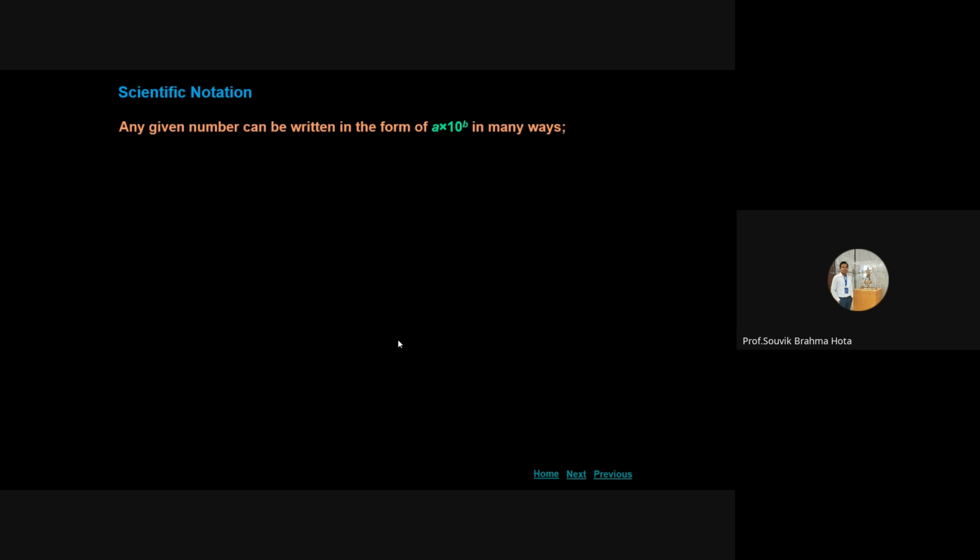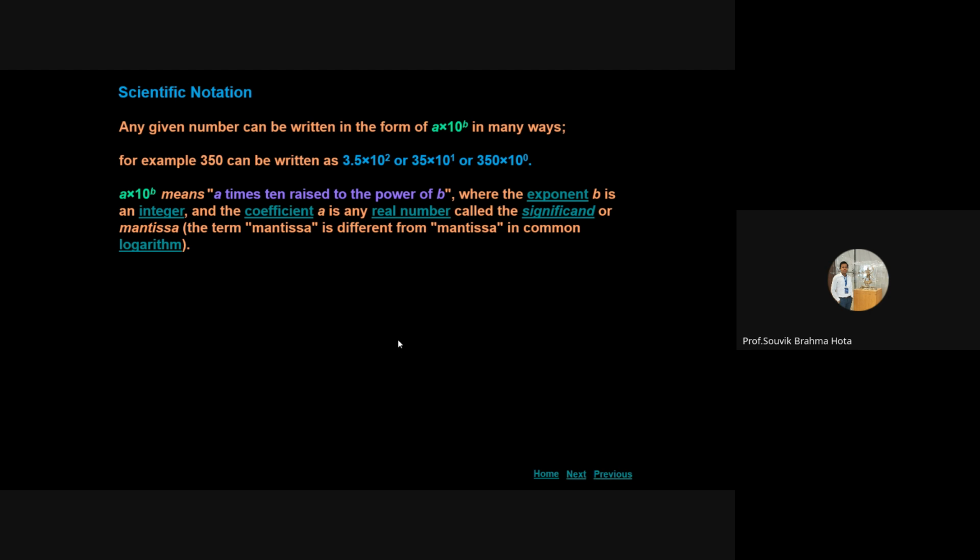Now scientific notation. Any given number can be written in the form a into 10 to the power b. Suppose 350 is there. It can be written as 3.5 into 10 to the power 2, or 35 into 10 to the power 1, or 350 into 10 to the power 0. 10 to the power 0 means 1 only. So a into 10 to the power b means a times 10 raised to the power b, where the exponent b is an integer, and the coefficient a is a real number called the significand.